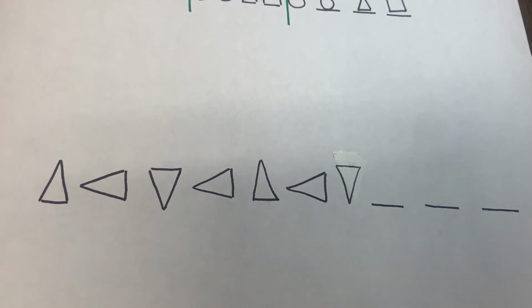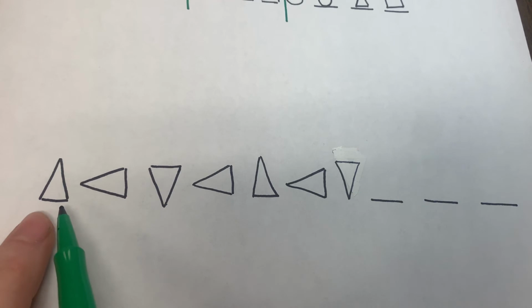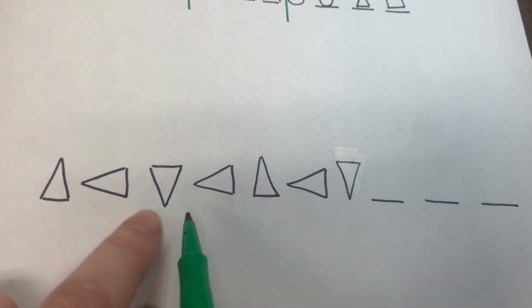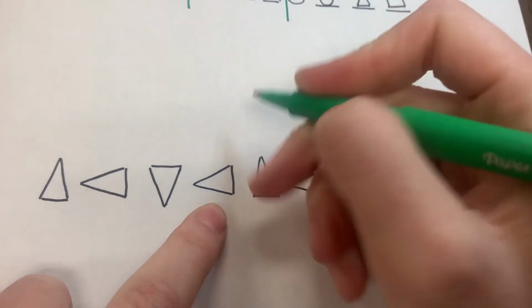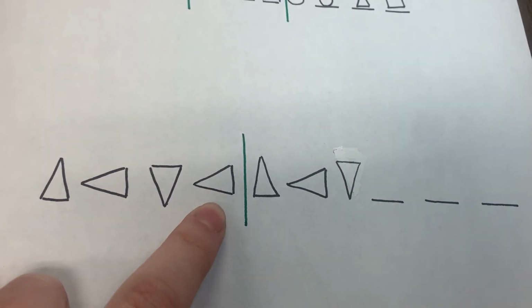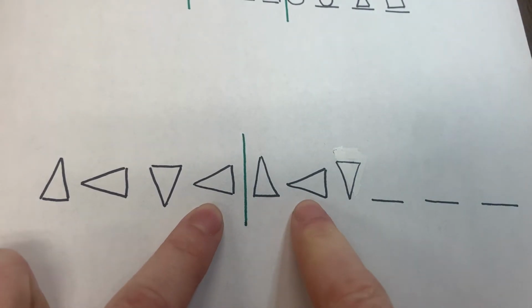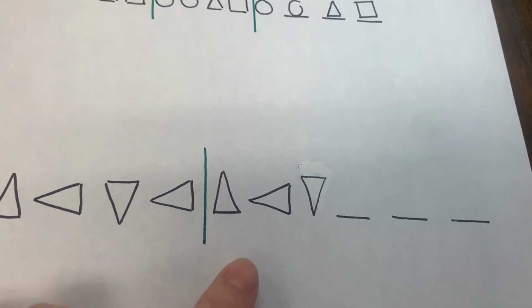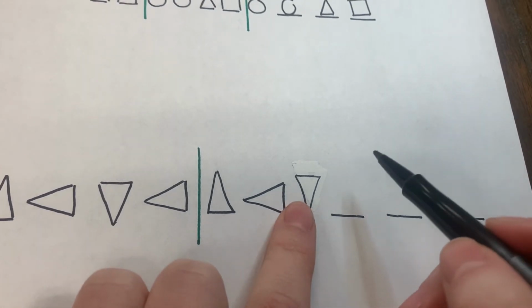Okay, so up, left, down, left. Looks like right here is where the pattern repeats. Then we have up, left, down, and then we would need another left.